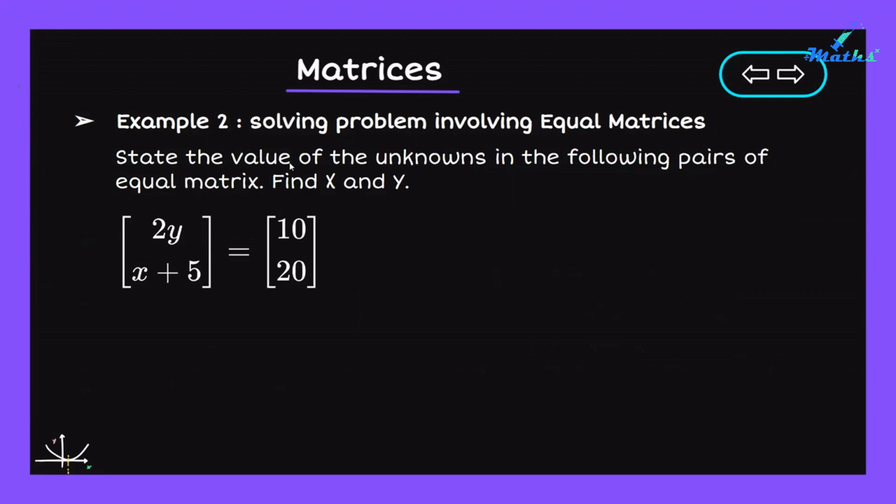And state the value of the unknowns in the following pairs of equal matrices. Find x and y. So this is a 2 times 1 matrix, so we just take the first row, first column. So y equals 10, y equals 10 divided by 2, y equals 5. And then x plus 5 equals 20. So x equals 20 minus 5, move the 5 to the opposite side. And then x equals 50.